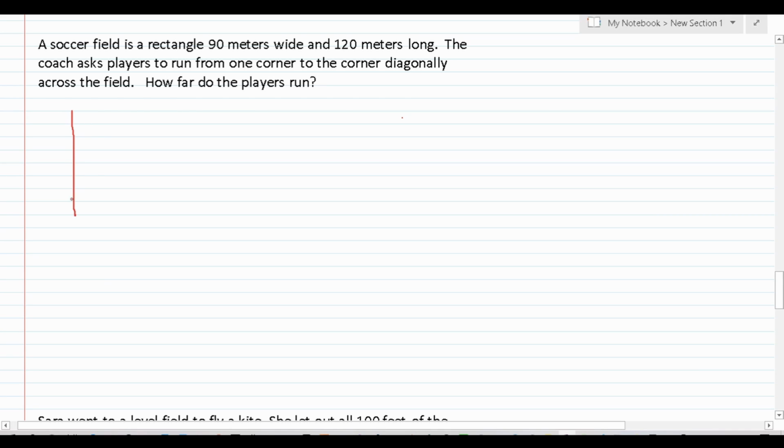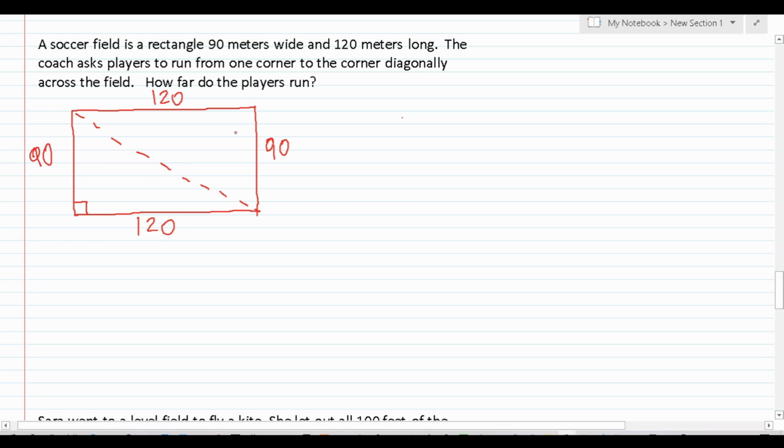So again, we're told we're dealing with a rectangular soccer field. So that's going to look like this. And in addition to that, we're told that it is 90 meters wide. So that's going to be right here, and 120 meters long. So that's right here. Again, since this is a rectangle, we know this side is also 90 and this side's also going to be 120. We're told that the coach asked the players to run across the field diagonally like that. And in doing so, that splits this rectangle into two right triangles, as you can see.